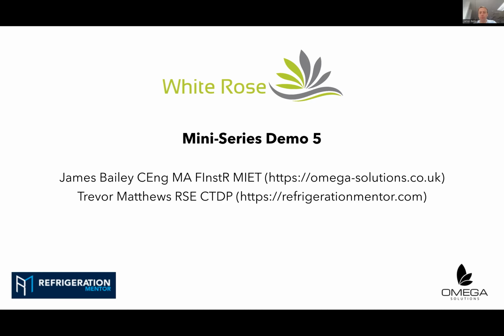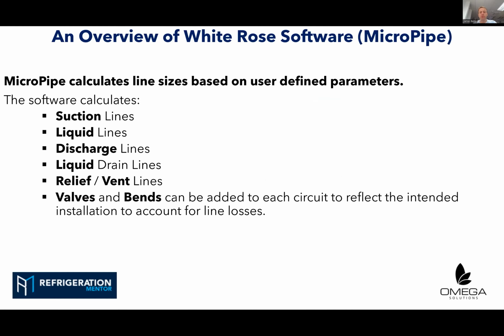So cracking on, mini-series demo 5. For everyone's benefit, an overview of the software and what it does. MicroPipe calculates line sizes based on user-defined parameters. So you'll see me inputting those parameters. They can be customer-specified design parameters or parameters that an individual design engineer wants to use. There's no necessarily right or wrong with what you choose as a parameter, as long as ultimately your parameters are going to end up with a good, efficient working system.